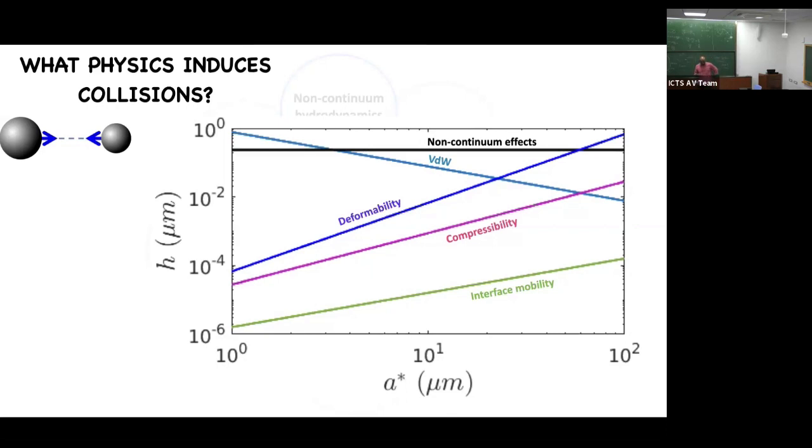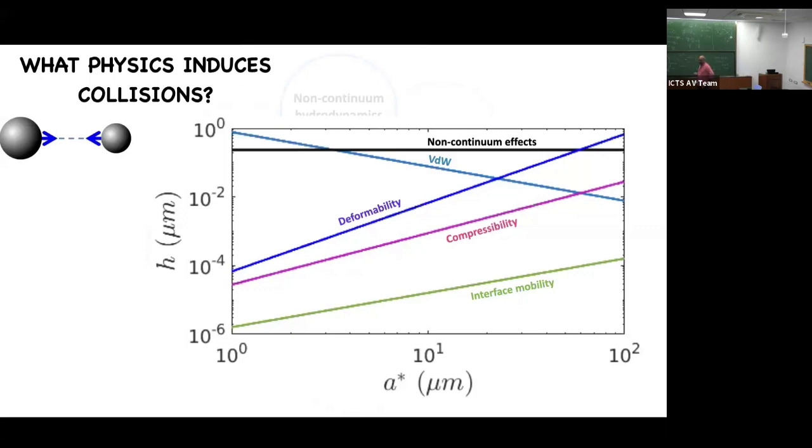So, suppose you're looking at a 1 micron. Can you explain, h is the distance between? It's the distance between the two spheres. So if the distance is very, very small. Right. So you're saying non-continuum effects are important everywhere below the line. Yeah. So I'm saying that non-continuum.